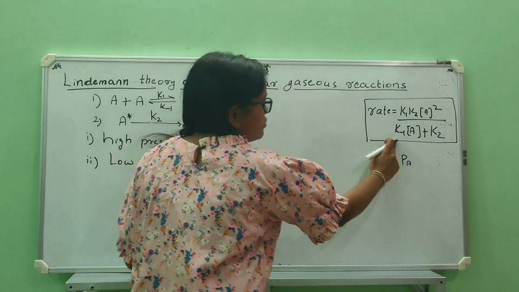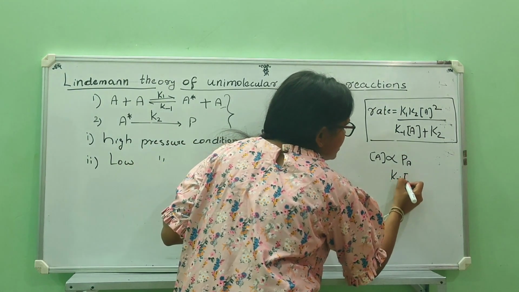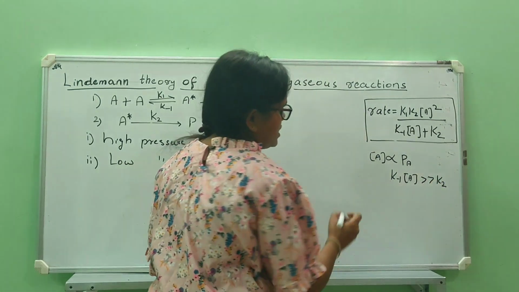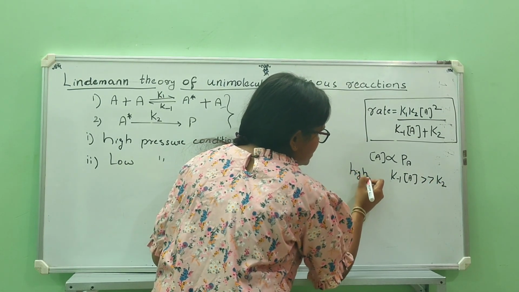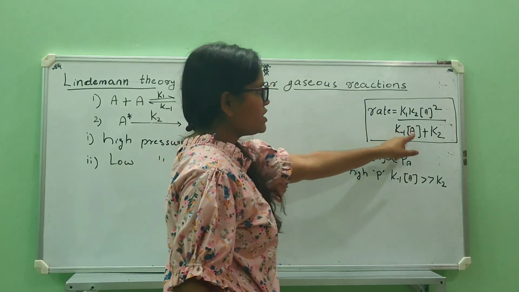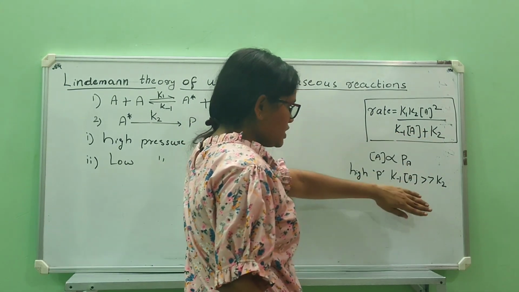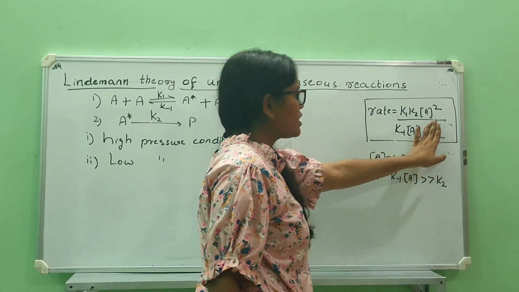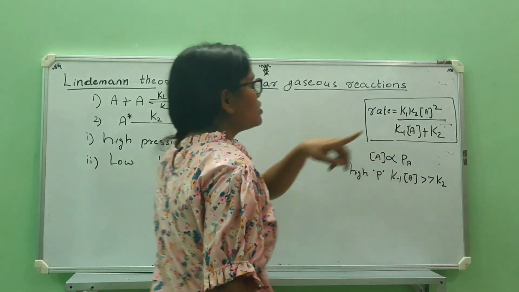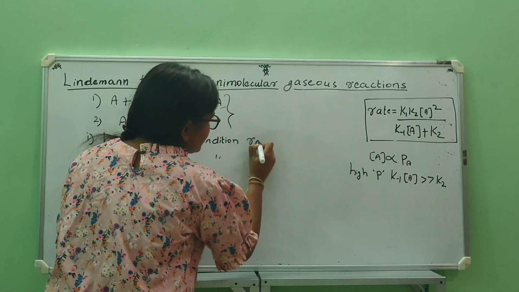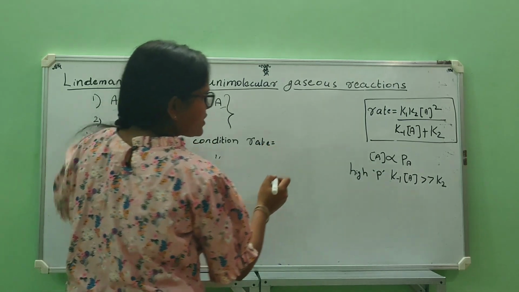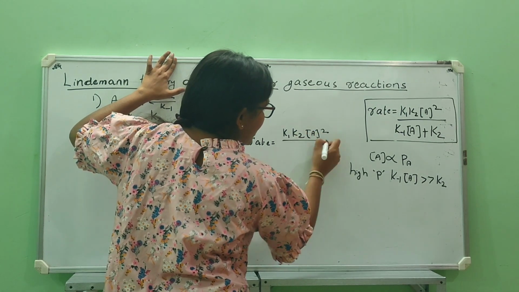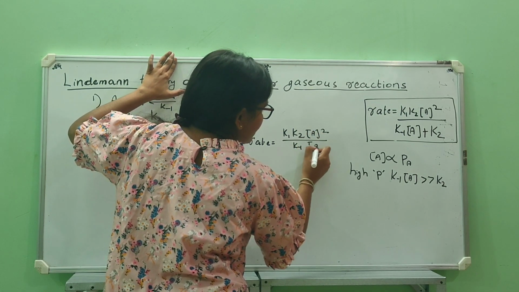So at high concentration, what happens? K minus 1 into A is far greater than K2, right? This is at high pressure or high concentration. In this case, you can neglect the value of K2 because it is very small when compared to the term K minus 1 into A. So what does the rate become? At high pressure condition, rate is equal to K1 into K2 A square by K minus 1 into A.